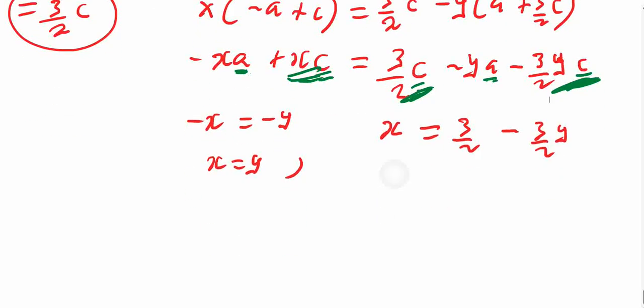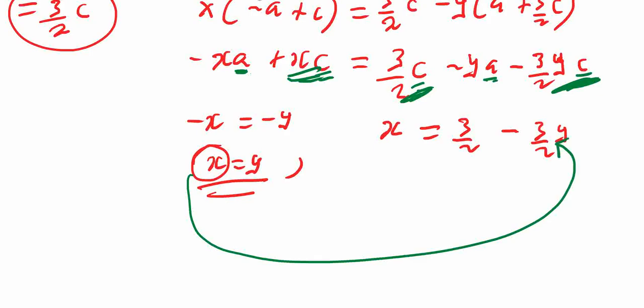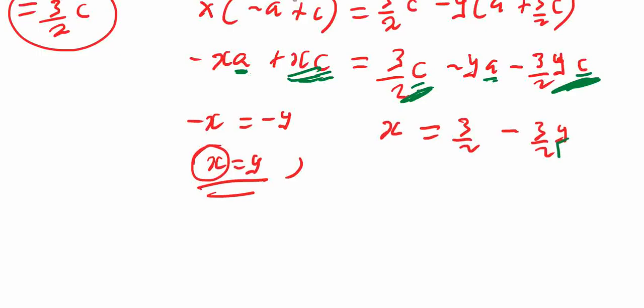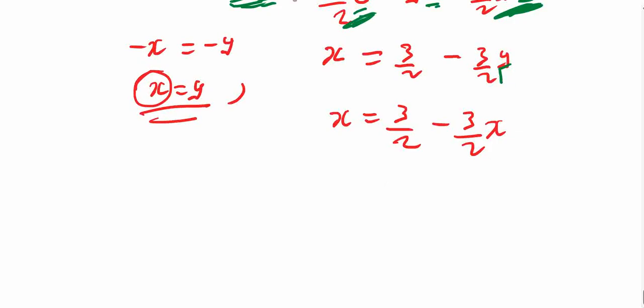Before we combine like terms, recall that X is equal to Y over here. So we can simply take this value of X, which is equal to Y, and move it down here to replace Y. So once we do that, this equation will become X equals 3 over 2 minus 3 over 2X. So now combine like terms. Add 3 over 2X to both sides. So this will become X plus 3 over 2X equals 3 over 2.